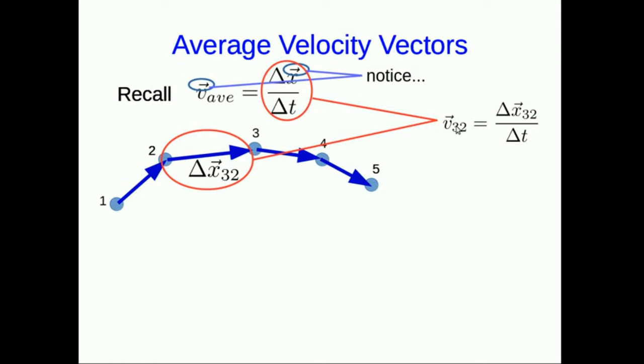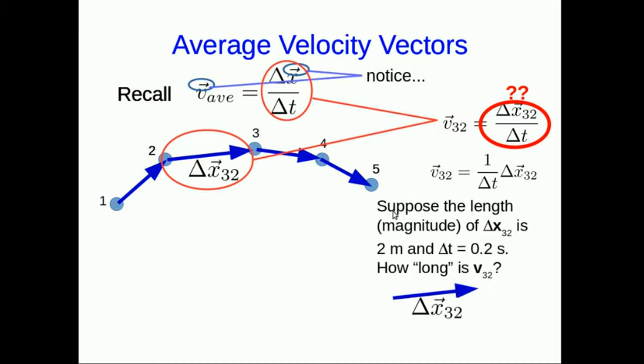And you may be looking at this and saying, what? How do I do that division? I don't know how to divide a vector by a scalar, but actually you do, because you could rewrite it this way, and now this 1 over delta t is a scalar, and we're multiplying a vector by a scalar. And we know how to do that. It's just going to rescale the vector. So we're going to get a new vector that's in the same direction as delta x32, but a different length.